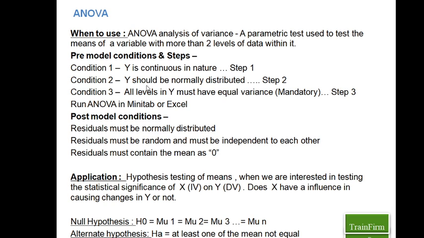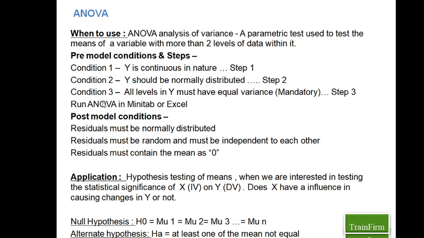And the second condition is that Y should be normally distributed, and that's technically step 2 in conducting an ANOVA. You have to understand whether the data given to you is following a normal distribution or not. And what's condition 3? All levels in Y must have equal variance, and it's a mandatory step, and we will discuss more in detail about this step. This is a very, very important condition to be met before we put ANOVA in use. That's step 3.